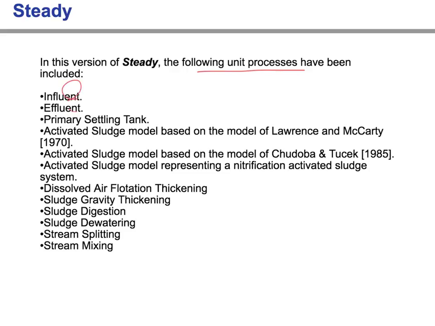The influent and effluent are like the starting point and the end point. Primary settling tank means primary treatment or primary clarifier. And for secondary treatment, in fact, the essence of this software is to design and simulate secondary treatment. So for this secondary treatment, or the activated sludge process, Steady has three different models. Later I'll explain the details about the mathematical model for Steady's activated sludge systems.